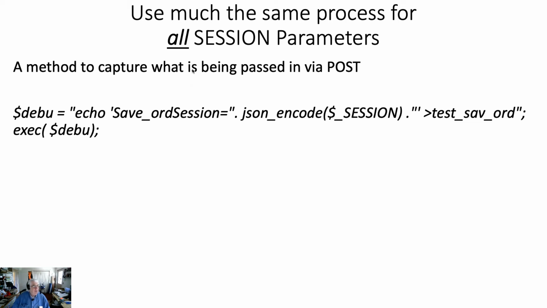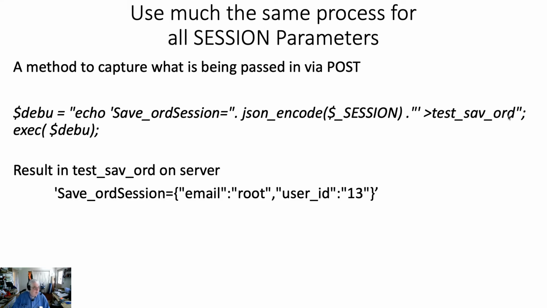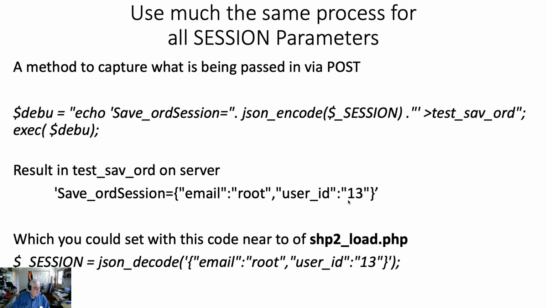What if we needed all the session parameters? Well, we could do the same sort of thing, except we're going to encode the session variable and put it out into a text file. And if we do that, we get an output like that in our text file, so that we know that the email is root and the user ID is 13. If you wanted to set all those variables, you could, near the top of the PHP program, put in this line.